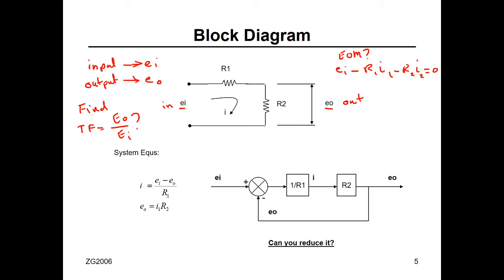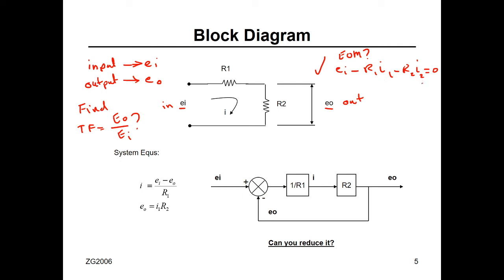This is your equation of motion. We got it. I don't have to use many lines in order to avoid these errors. So this is the equation of motion. We got it. EI minus R1 I1 minus R2 I2.